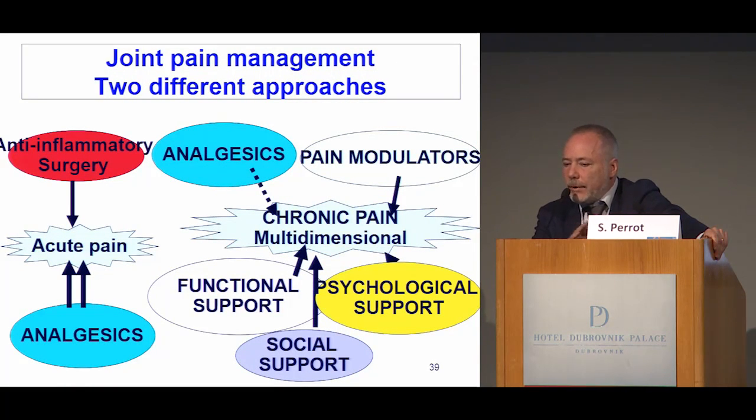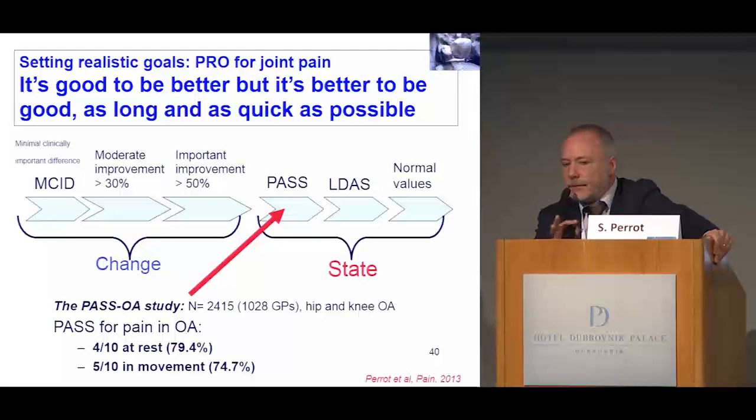One for acute pain, where drugs, anti-inflammatories, and surgery are probably very effective. And the chronic pain, as you know, is multi-dimensional, where analgesics may be only one part of the treatment and should be combined with rehabilitation, psychological support, and social support. And here is the way to treat chronic pain patients.